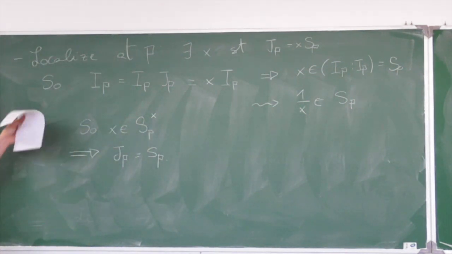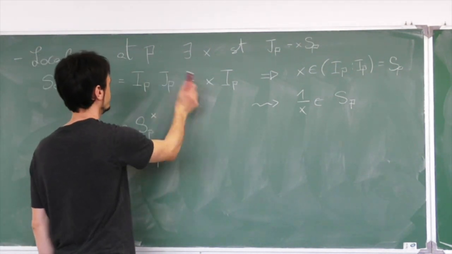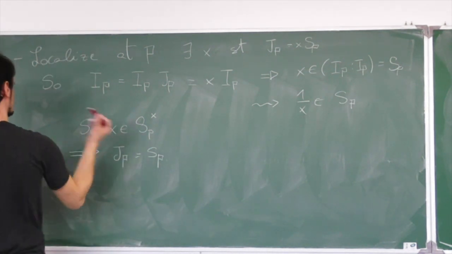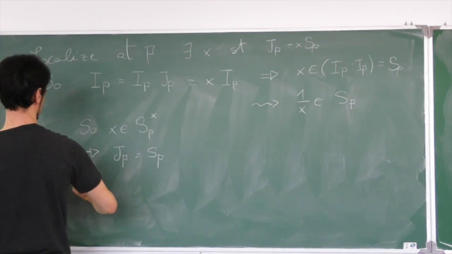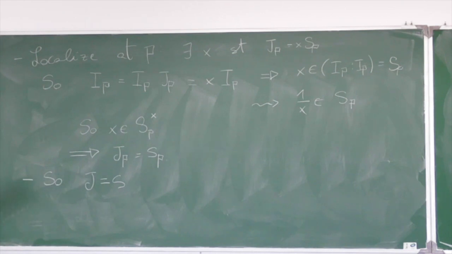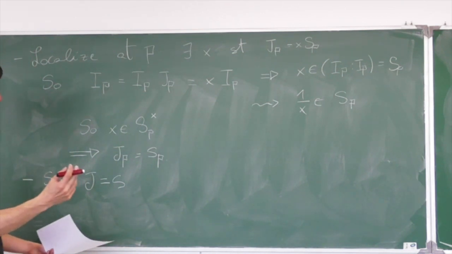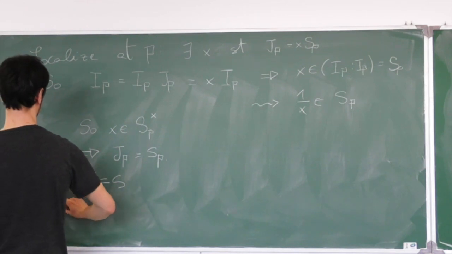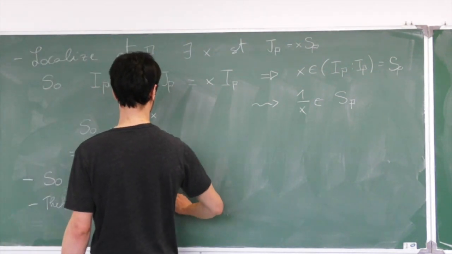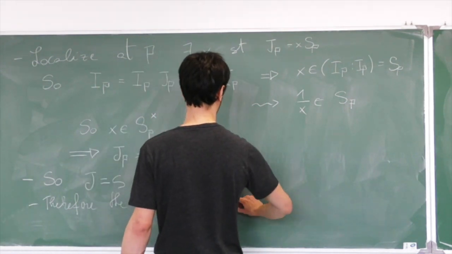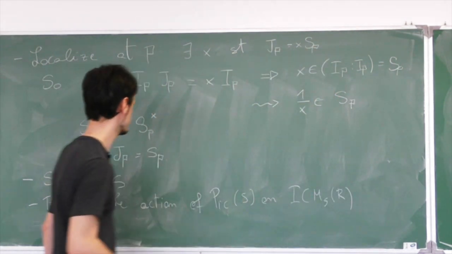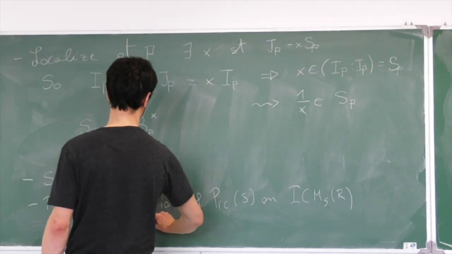But this argument works for every prime. So X is going to be a local generator of J at P, so it depends on P, but then it kind of disappears from the equation. Right, here there is no X. So this means that this is true globally. Right, so we proved that J is equal to S. Okay, so this means that the action is free. Therefore, the action of Pic of S on the isomorphism classes with multiplicator ring S is free, as claimed. All right?